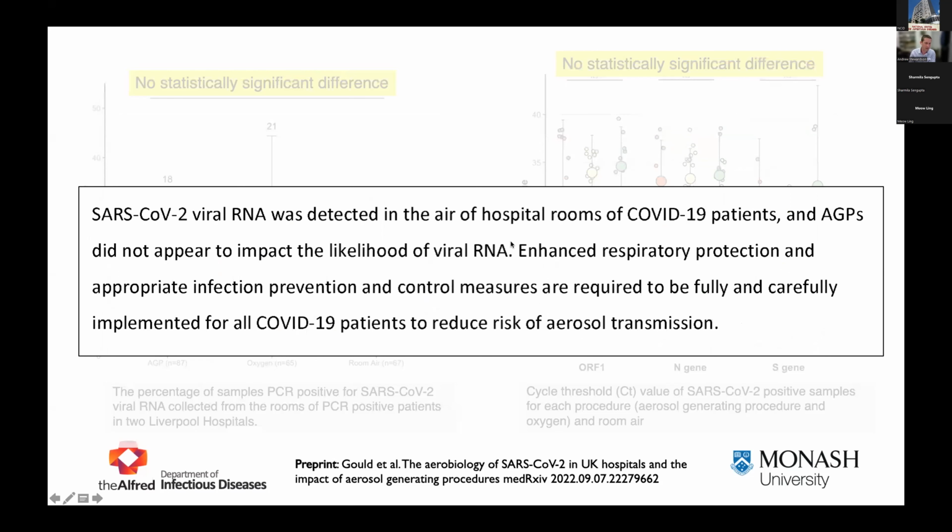So the conclusion of this preprint was that SARS-CoV-2 viral RNA was detected in the air in the rooms of COVID-19 patients, and that aerosol generating procedures did not appear to impact on the likelihood of viral RNA. Enhanced respiratory protection and appropriate infection prevention and control measures are required to be fully and carefully implemented for all COVID-19 patients to reduce the risk of aerosol transmission.